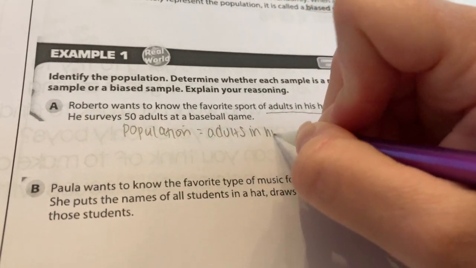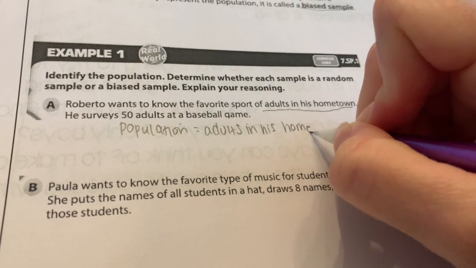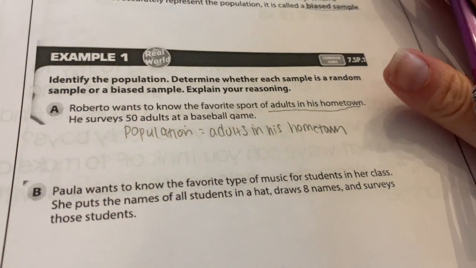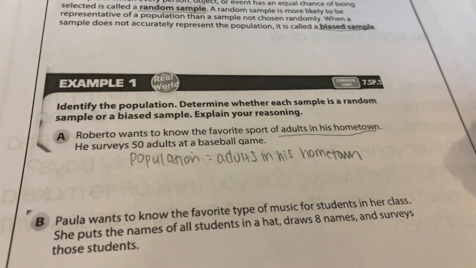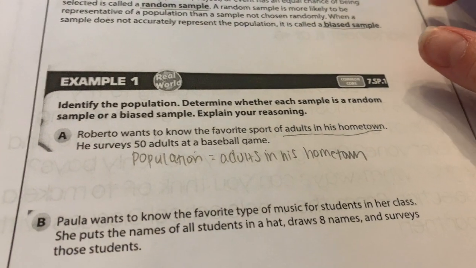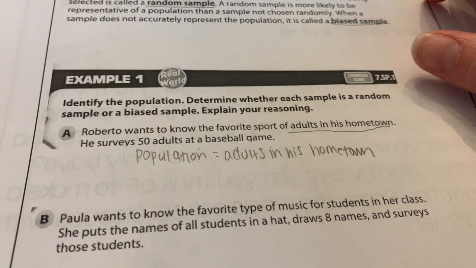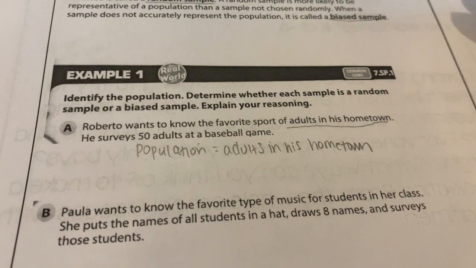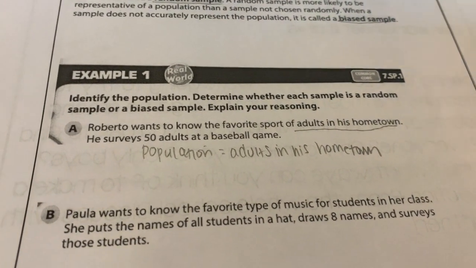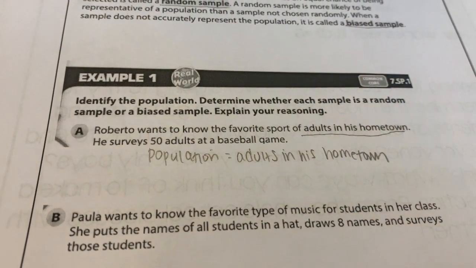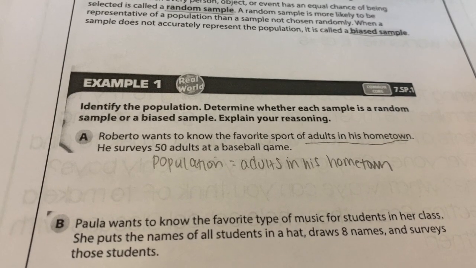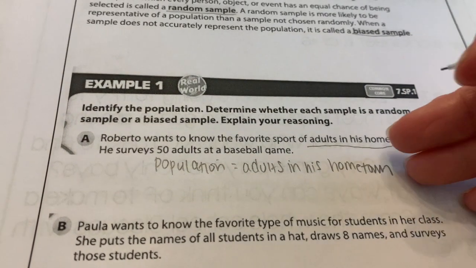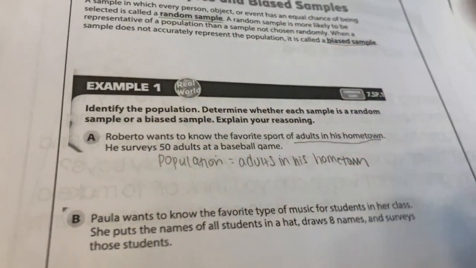Okay. And what does he want to know? He wants to know what their favorite sport is. So Roberto decides to survey adults at a baseball game. Is that a random sample or a biased sample? Well, if they're at a baseball game, there's a really good chance that their favorite sport is going to be baseball. So this would be considered a biased sample.